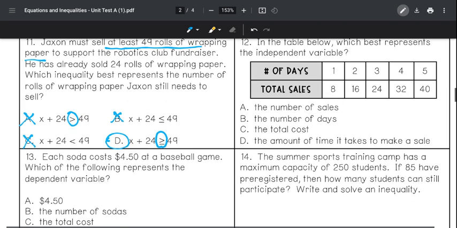Number 12, in the table below, which best represents the independent variable? The independent variable is a thing that you are in control of, that you can change, that you can decide. So if you are a store owner, do you decide how many days you are going to run a sale? Or do you decide how many total sales you're going to make? How much money your company is going to bring in? You are in control of how many days that you run the sale. That is our independent variable. B.